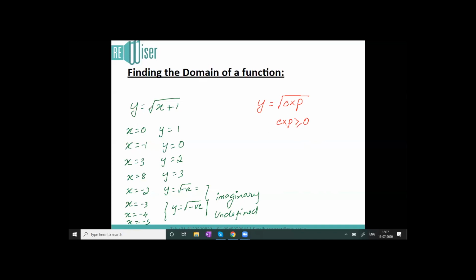In this case, the expression is x + 1. So x + 1 should be positive or zero. So I can say x must be greater than or equal to minus 1. Finally, I can say the domain of this function is x can be all the real numbers, but x should be greater than or equal to minus 1. So this will be the domain of this function. So these are the two restrictions that I should be aware of in finding the domain of a function.